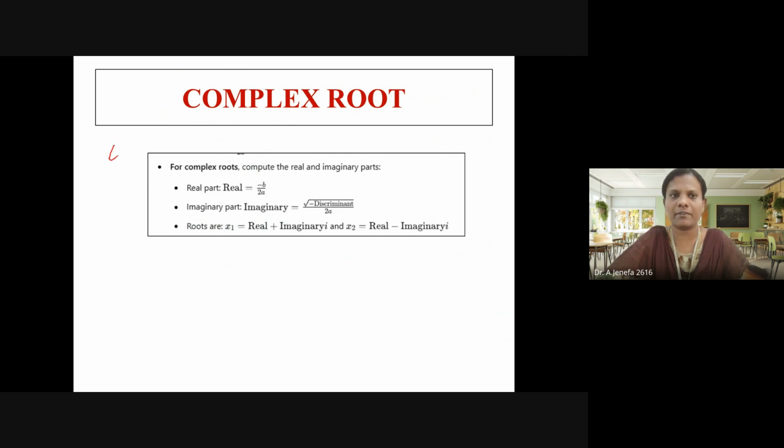Okay, when the discriminant value is less than 0, we calculate the real part and the imaginary part. What's the formula to calculate the real part? Minus b by 2a. And what's the formula to calculate the imaginary part? That is root of minus discriminant by 2a. For the first root, we write x1 equals real plus imaginary. For the second root, we write real minus imaginary value into I.